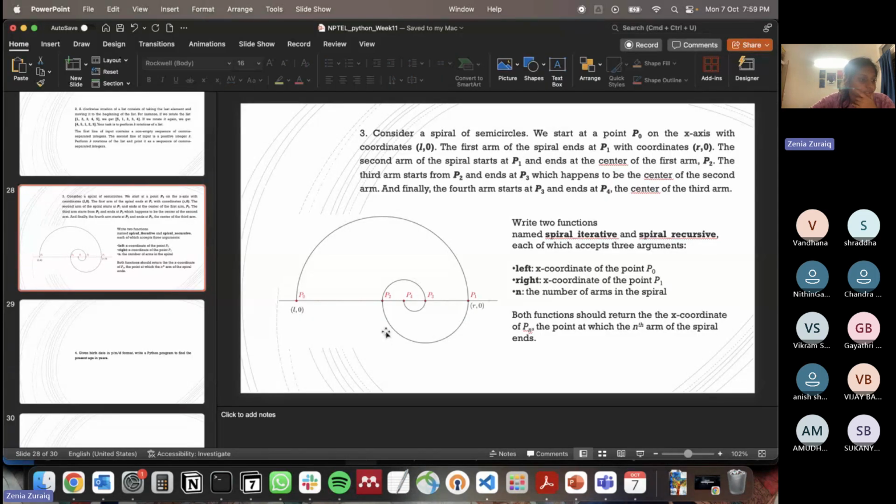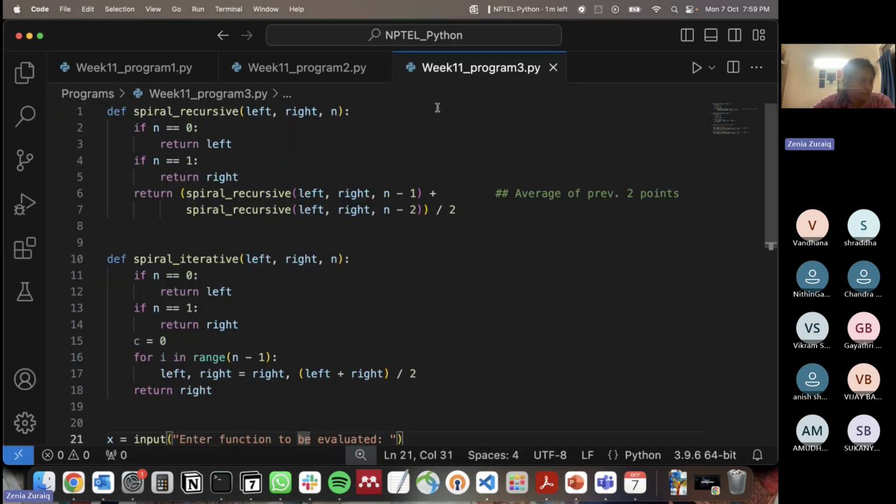Does everyone understand this question and the solution? Any doubts? Any doubts in any of the things? Basically, we're just taking the midpoint. We have to keep taking the midpoint for all the spiral arms. Okay, I don't think there are any doubts.